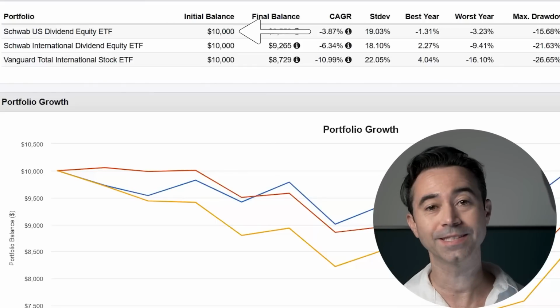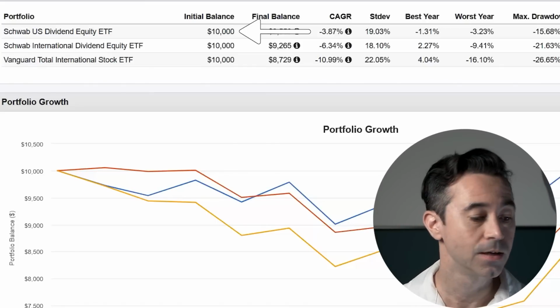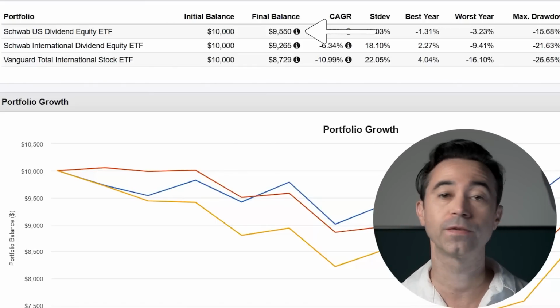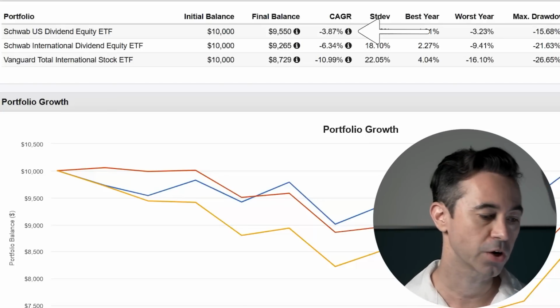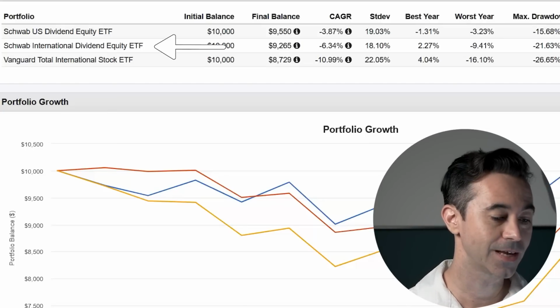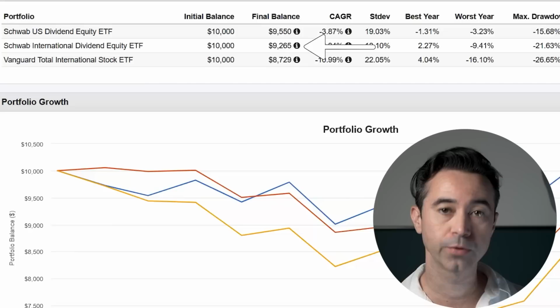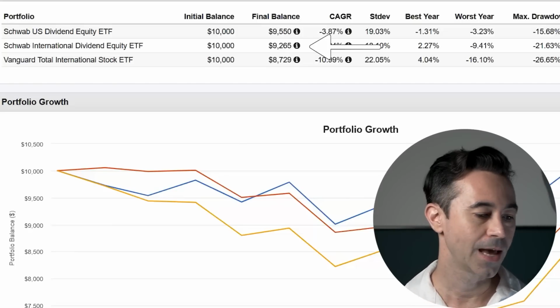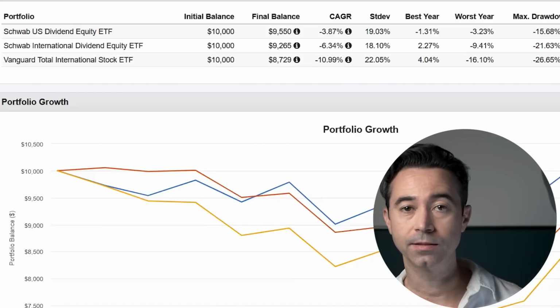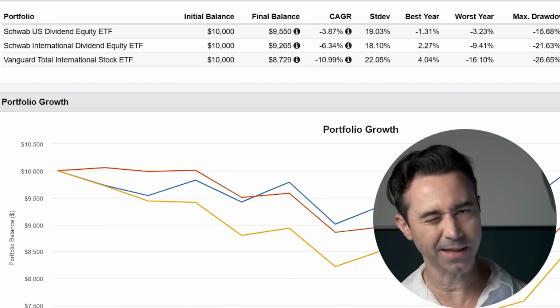So when I compare SCHD to SCHY, and we only go back until basically the very start of 2022, we have $10,000 invested in SCHD growing to $9,550. That's a negative 3.87% rate of return. But then if we take a look at the international dividend equity ETF, negative 6.34%, and $10,000 grows to $9,265. So there was a bit less of a return so far when comparing SCHD to SCHY. SCHD has done a bit better.